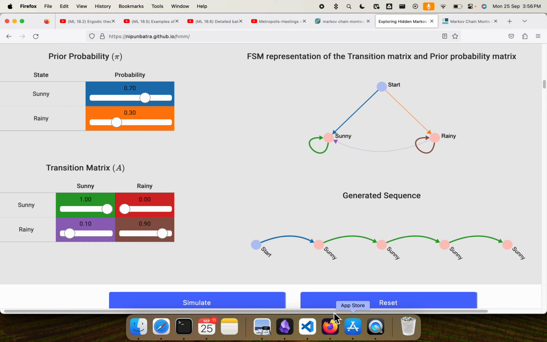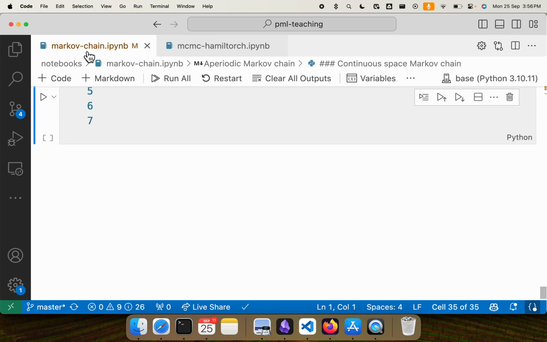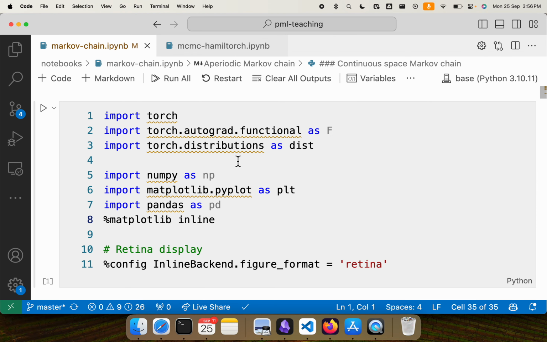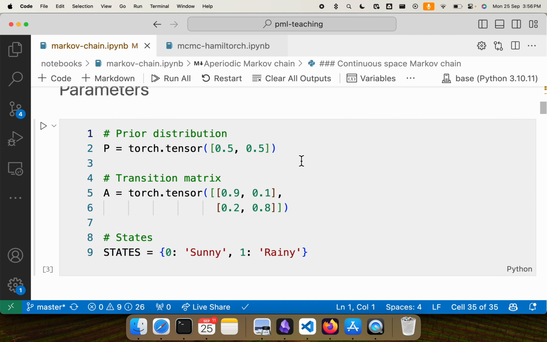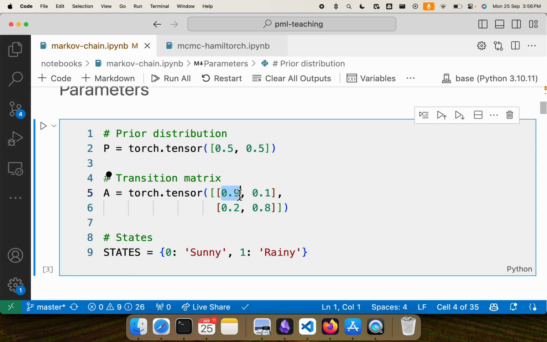Yes. So if we look at the code for this, I have set my prior distribution to be 0.5, 0.5, and I've created my transition matrix to be 0.9, 0.1, 0.2, 0.8, and my states are 0 is sunny, 1 is rainy. So this is the probability of going from sunny to sunny, 0.1 is going from sunny to rainy, 0.2 is from rainy to sunny, and 0.8 is from rainy to rainy. Initially both of these states are equally likely.